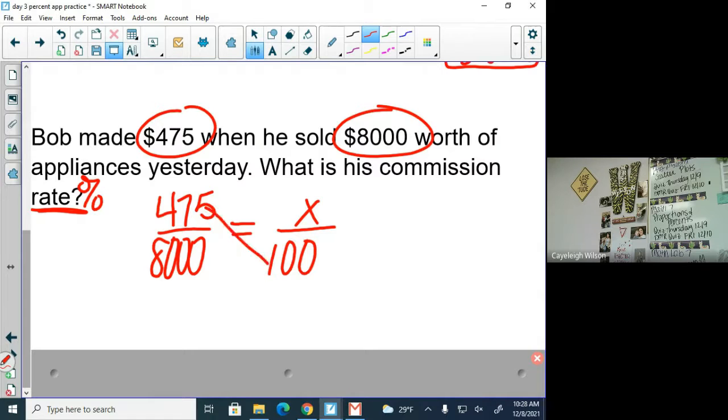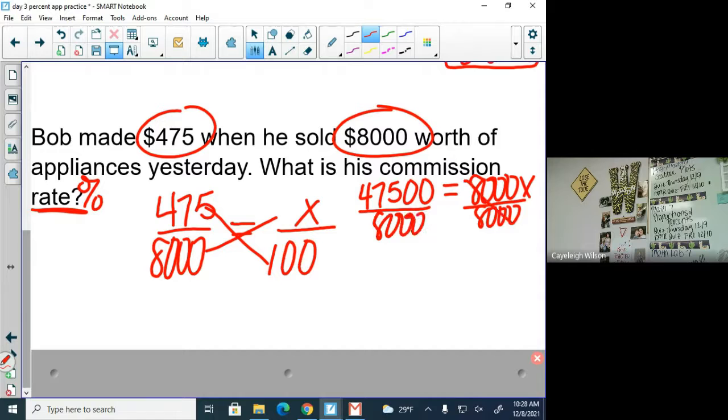So 475 times 100, that's 47,500, equals 8,000x. Divide by 8,000, and this is going to be his percent. So 47,500 divided by 8,000 is 5.9, so about 5.9%. Because we do get 5.9375, but that 3 does not round the 9 up. And so his rate for commission is 5.9%.